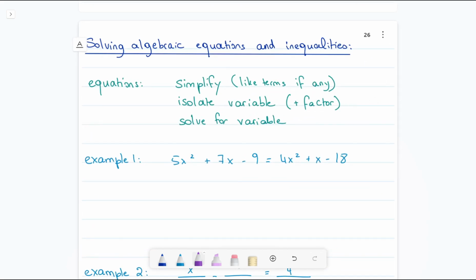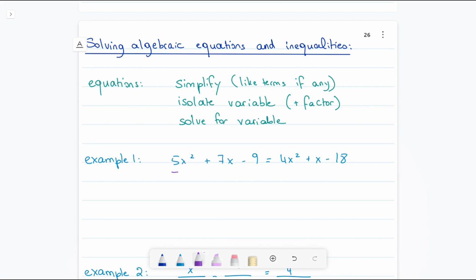Moving on, we will learn how to solve algebraic equations and inequalities. Maybe a standard method to follow is to start by simplification, isolating the variable, factoring, and then solving for the variable. Now this method might differ from one problem to another, but we will see how we will use it. So first of all, let's start with example 1, where we're given a polynomial.